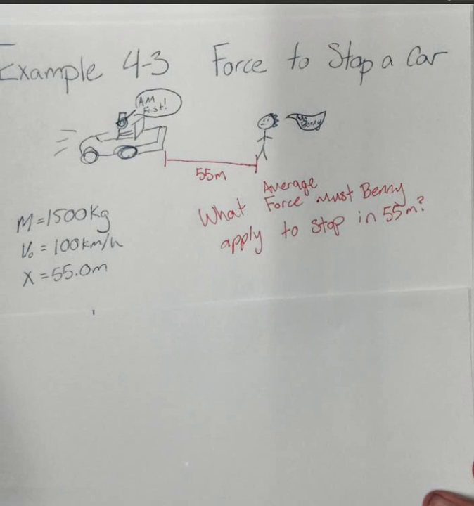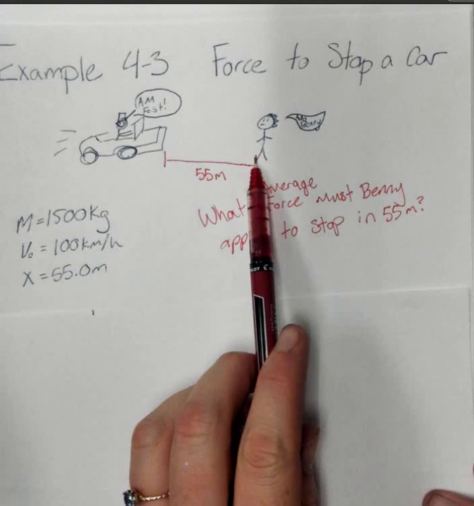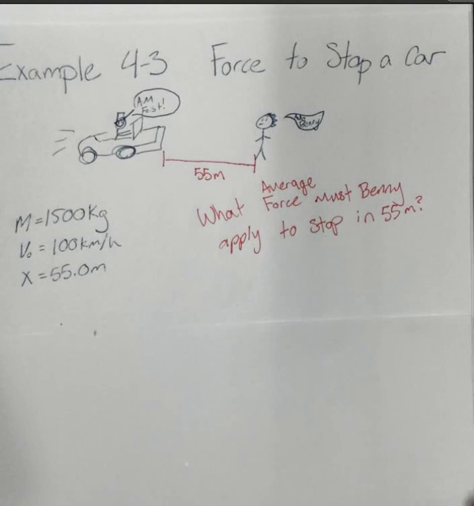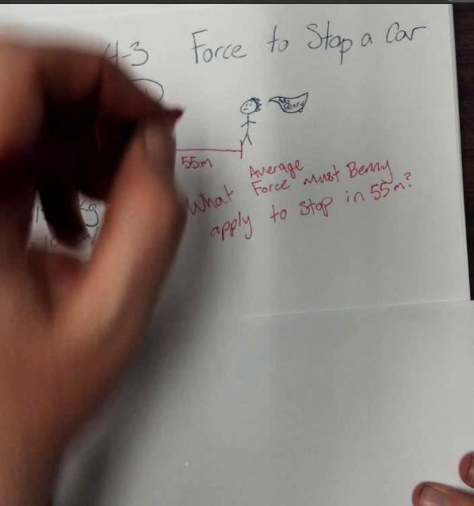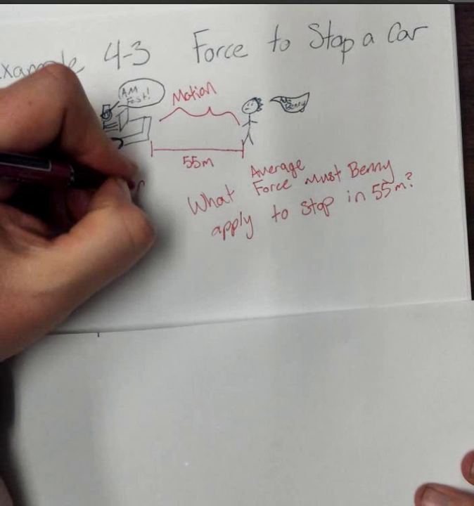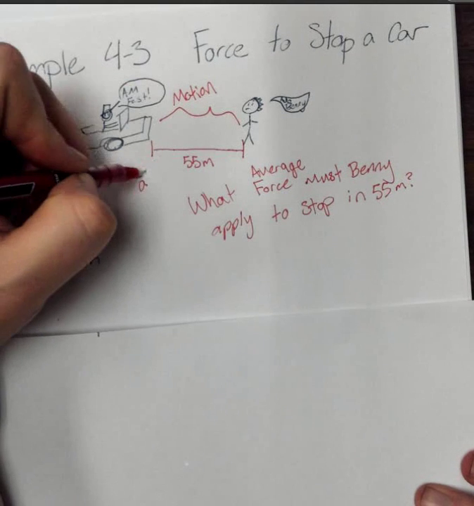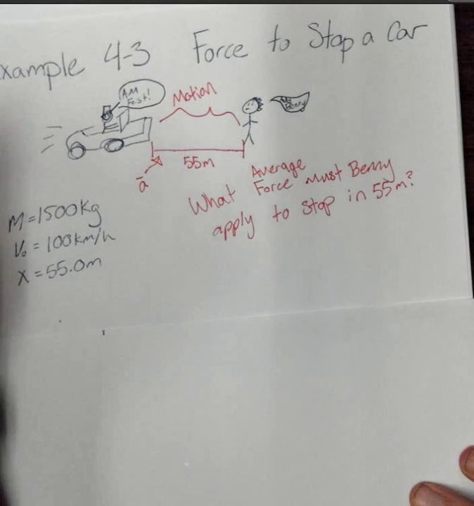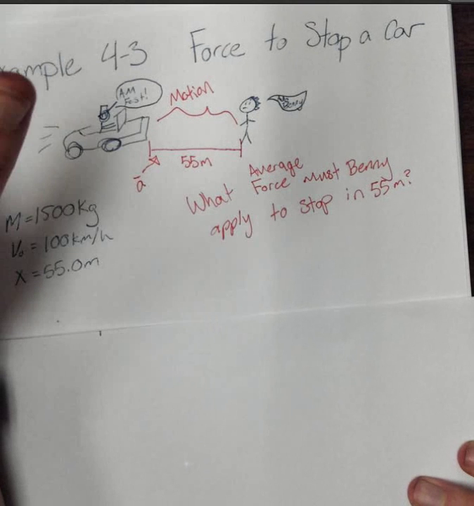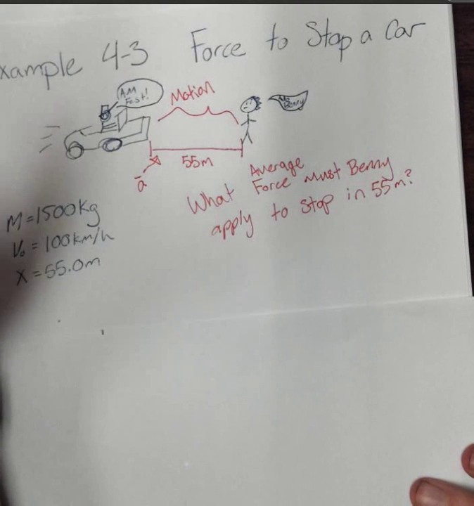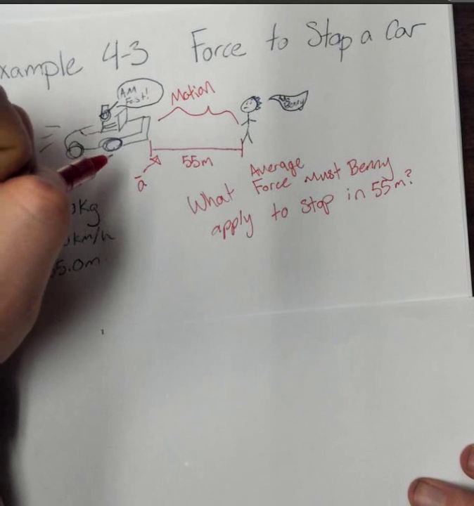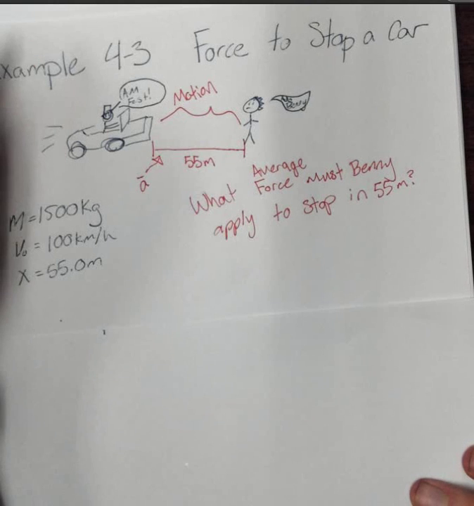So what we really need to find is the average acceleration that Benny must cause in order to stop in 55 meters. And in order to do that, we can use kinematics, because this right here is motion, and knowing the average acceleration of this motion is a good enough answer. We wouldn't be able to tell you exactly how he did it, if he stopped all at the last second or if he applied a uniform acceleration. All we know is that as long as his average acceleration for this motion is going to get him stopped in 55 meters, that's good enough.